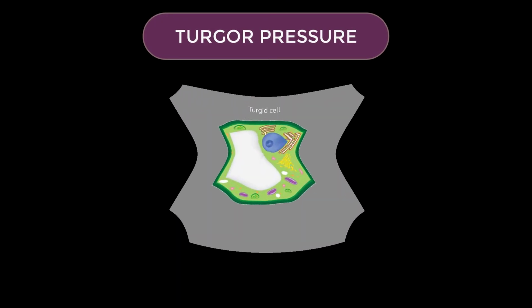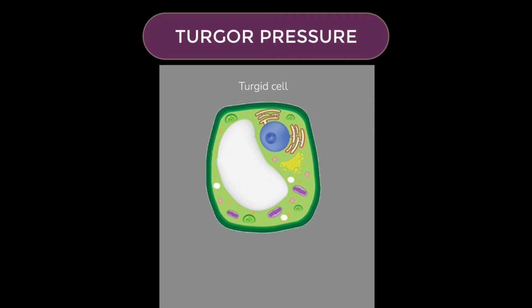I want us to look at this PowerPoint so that we can understand the difference between turgor pressure and wall pressure and how they are generated. Let's look at this now. Turgor pressure. Turgor pressure is the kind of pressure that is generated in a turgid cell.